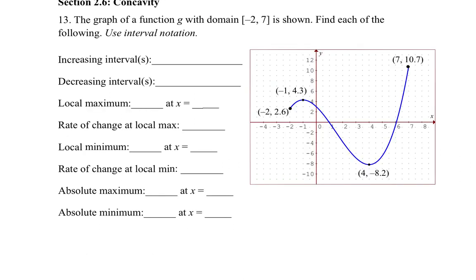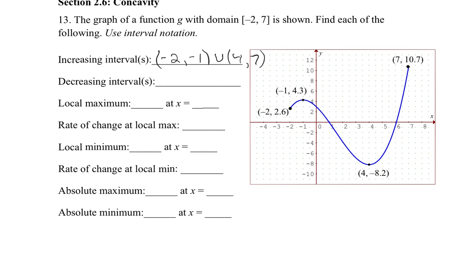All right, next we're going to look at problem 13. Problem 13 says the graph of a function g with domain from -2 to 7 is shown. Find each of the following, use interval notation. So first, this problem asks for the increasing intervals. In other words, what intervals of x values is the function increasing? So if we're looking at this, we'll notice that first, the function increases from -2 to -1, and then it starts to decrease, but then it increases again from 4 to 7.